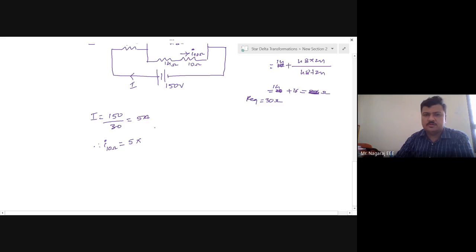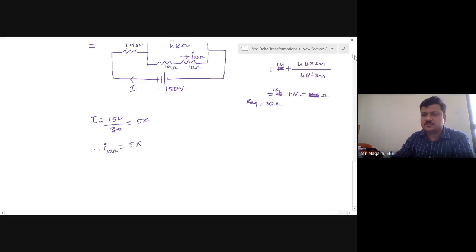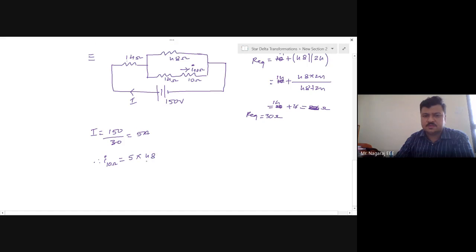And I 10 ohm is simple. Now 5 into the opposite resistance, 48, divided by 48 plus 14 plus 10. This comes out to be 3.33. So this is the current flowing in the 10 ohm resistance.